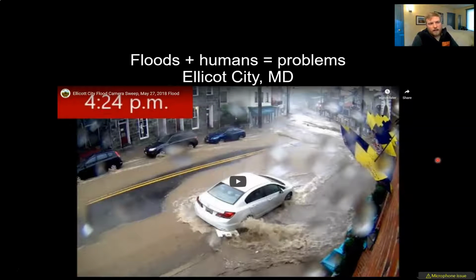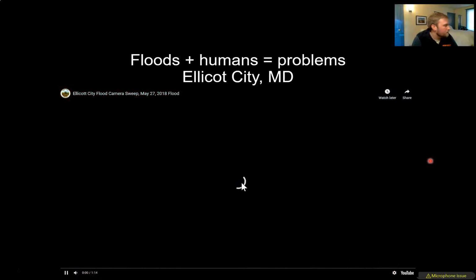All right, so now let's look at the flip side of flooding, which is when humans decide to build stuff around rivers. So there's a town just outside of Washington, D.C. in Baltimore called Ellicott City. And Ellicott City has suffered from some really, really bad floods in the last couple of years. This is from the Memorial Day flooding event in 2018, and it shows just how much water can accumulate in a drainage network in a short amount of time, and its effect on a community.